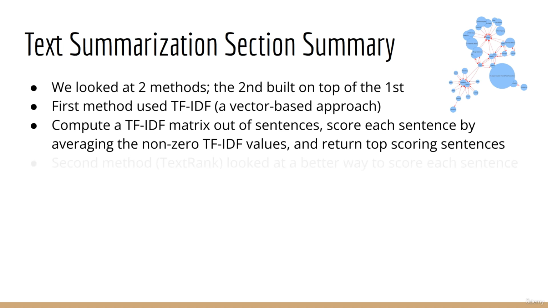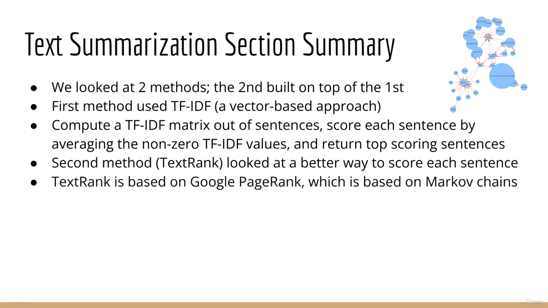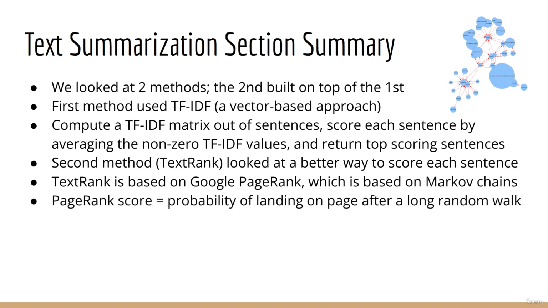The second method we looked at was called TextRank, and it gave us a better way of scoring each sentence. Most of the steps remain the same, which was convenient. The TextRank method is based on Google's PageRank, which treats every web page as a state in a Markov chain. The PageRank score is then just the probability you would land on a specific web page after doing a random walk for an infinite number of steps.